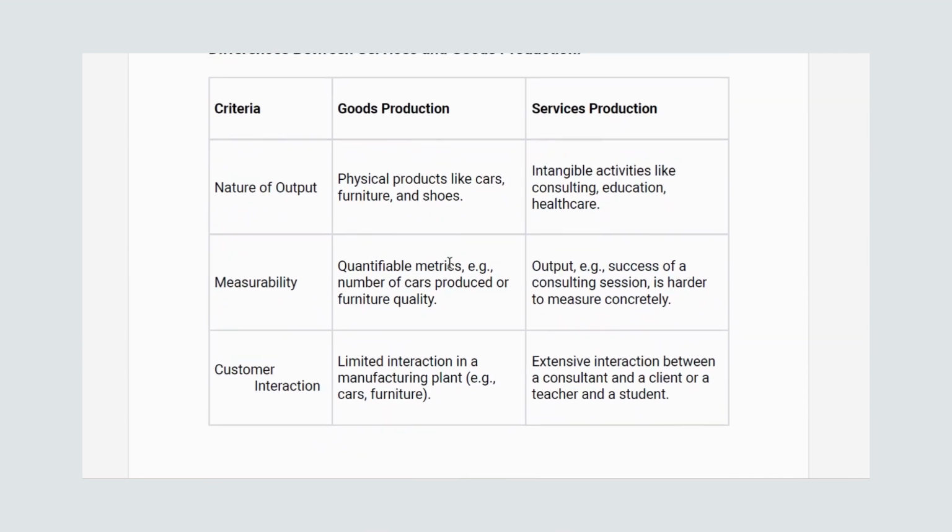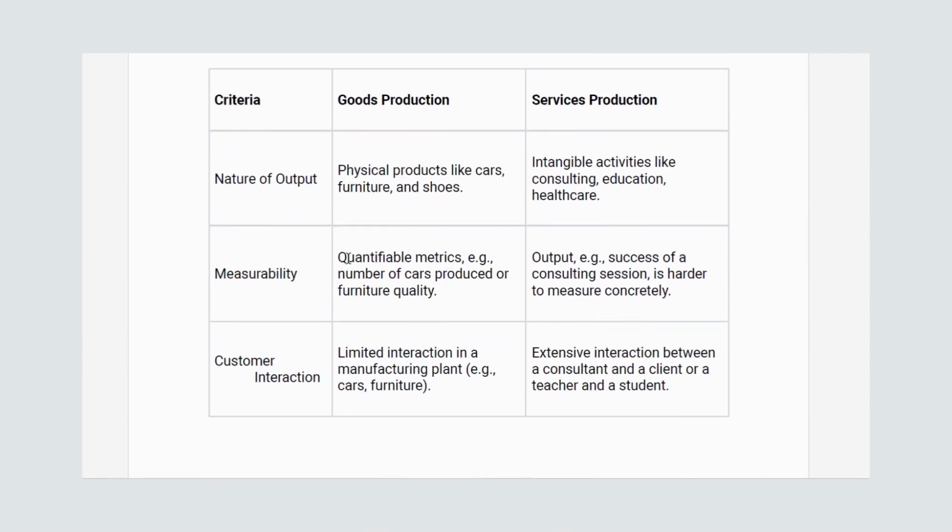Okay, so let's see what is the nature of output for goods production. See, tangible products, physical products like cars, furniture, shoes, all these things are goods production, right? And the intangible activities like consulting, education, healthcare, tutoring, all these things are service production. We can measure the goods production, they are quantifiable. But what about service production? We cannot measure it like how we can measure the goods production, right?